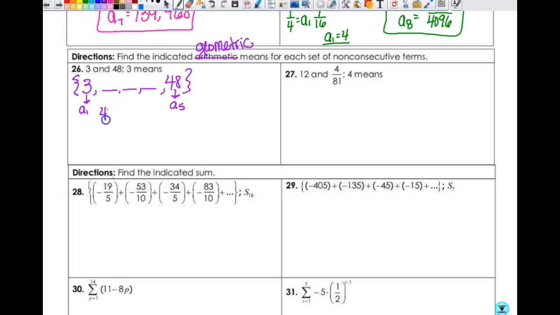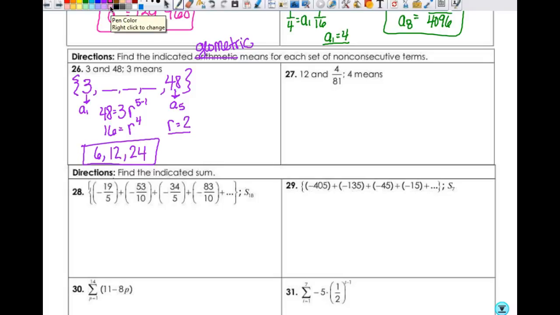So A5, which is 48, is equal to A1 times R to the n minus 1 power, 5 minus 1 power. So I'm going to divide both sides by 3, and I get 16. That's equal to R to the 4th. The 4th root's pretty easy, even without a calculator. You just take the square root and take the square root again. Square root of 16 is 4. Square root of 4 is 2. So R is 2. That means that I'm multiplying by 2 each time. So 3 times 2 is 6, times 2 is 12, times 2 is 24, and here are my means.